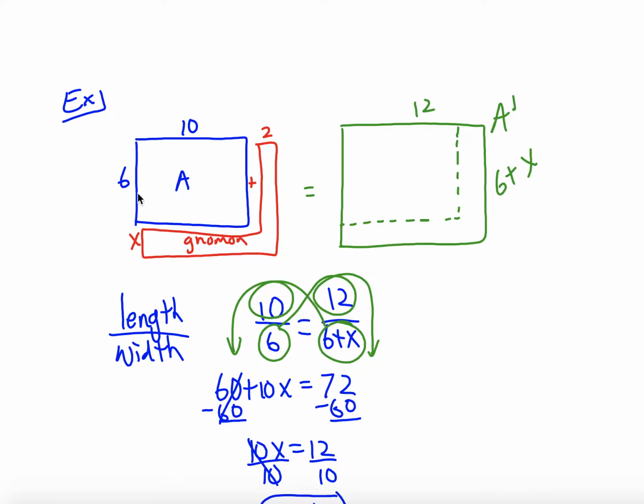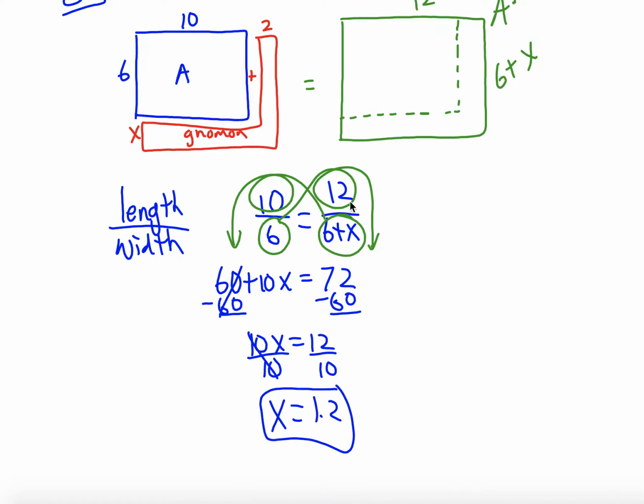Always make sure that you have length over length, length over width, so length across from length and width across from width. So if you put the length of 10 from the original rectangle over the width of 6, you get one proportion, one ratio. If I put the length of 12 over the 6 plus x, the width, you get another ratio, and they are equal to each other. So that gets you your proportion.